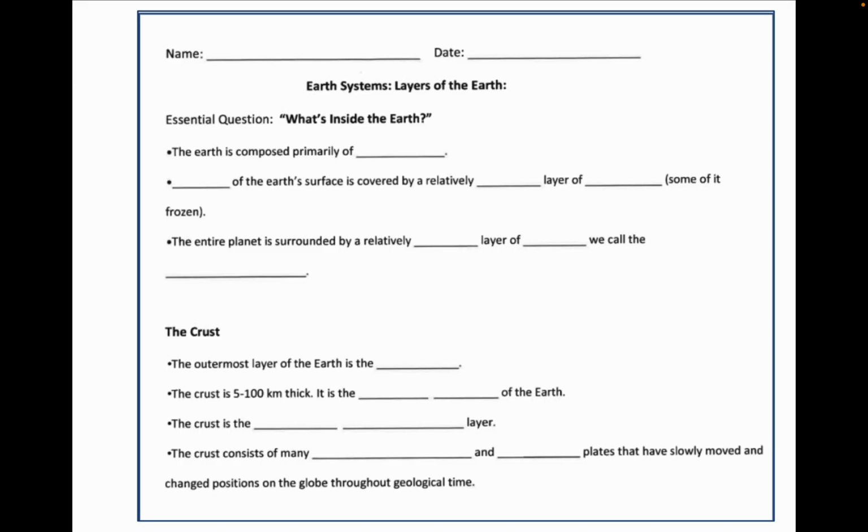Okay, so that's all that I have for notes today. Let's check and make sure that you guys have everything filled in. So we've got, the earth is composed primarily of hard and soft solid rock. I want you to go ahead and pause it if you need to pause it so you can write it. I'm just going to go ahead and keep plugging away. 75% of the Earth's surface is covered by a relatively thin layer of water, some of it frozen. The entire planet is surrounded by a relatively thin layer of gas we call the atmosphere.